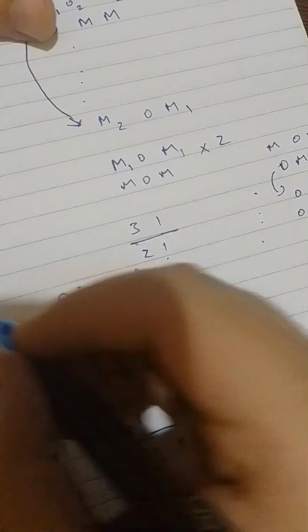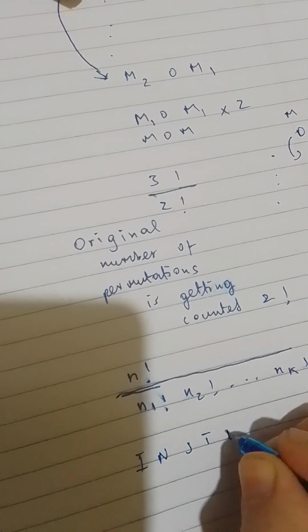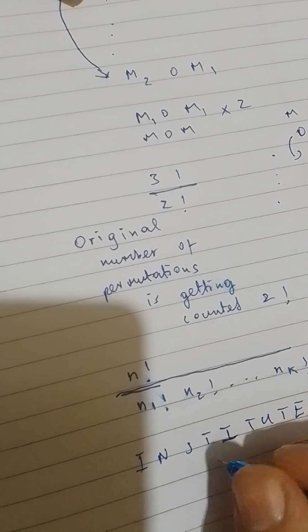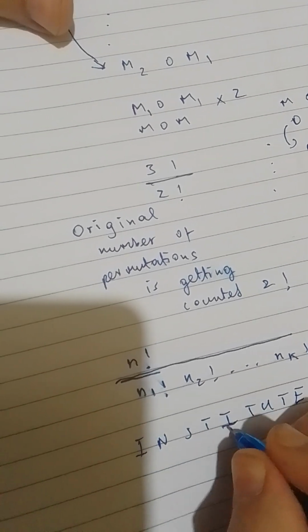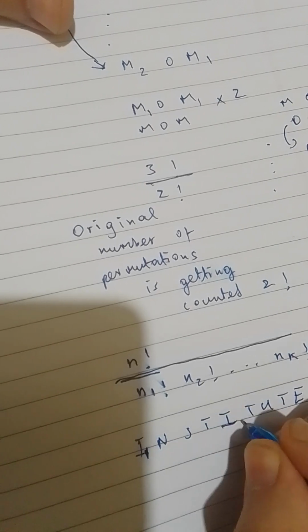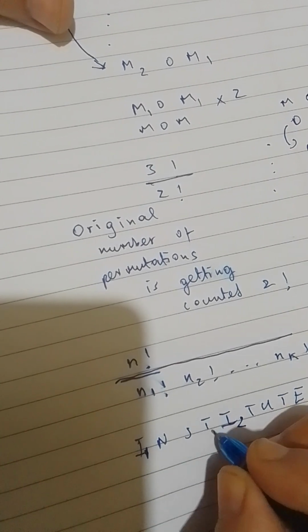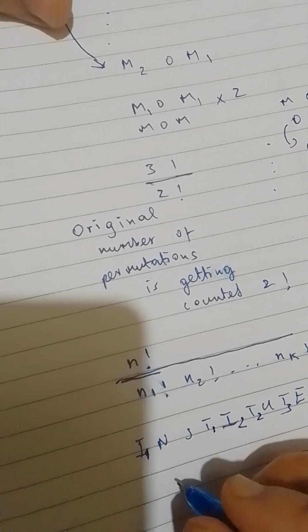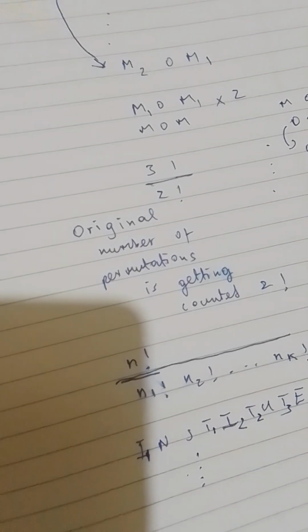So let's take an example of a bigger word, like institute. Here you have the I, there are 2 I's in my word, and there are 1, 2, 3 T's. So each permutation that I will calculate, okay, I don't have enough space, I'll just make some space.